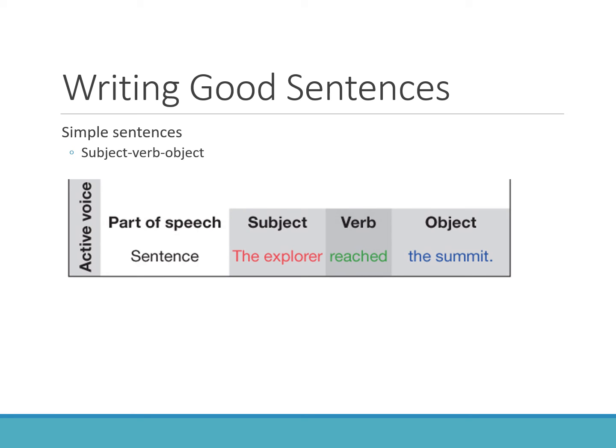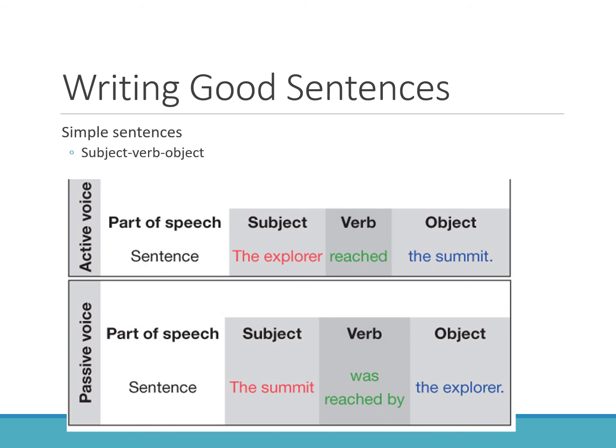So this is when we use the active voice. We've got the subject, verb, object. The explorer reached the summit. You may have heard people tell you not to use passive voice. Passive voice happens when you rearrange this order and put the object first. In this example, we've got the summit was reached by the explorer.